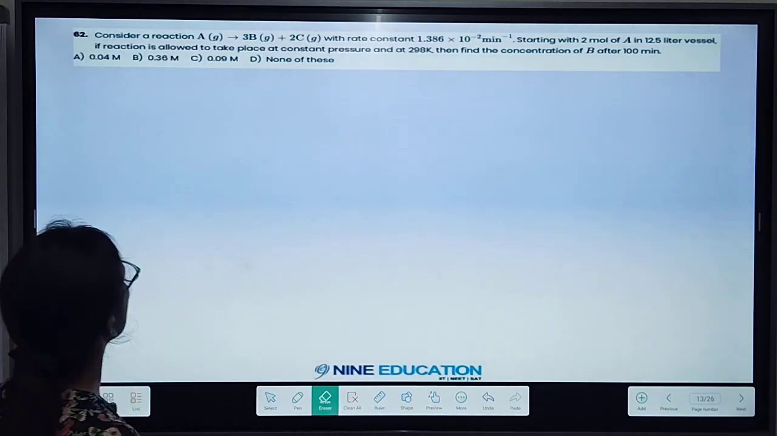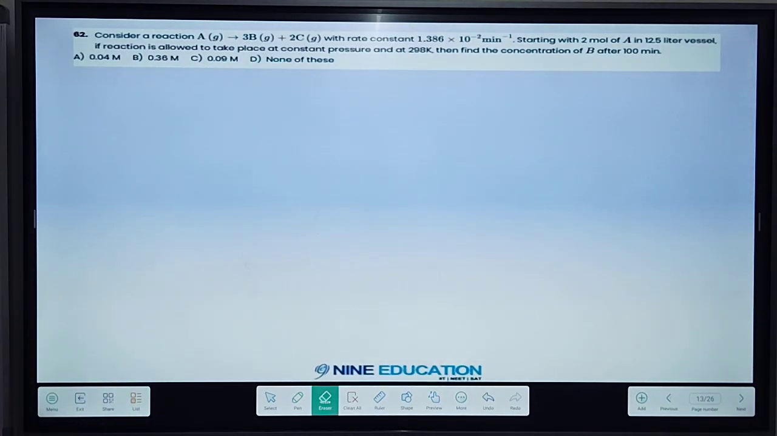Next question we are having is question number 62. Consider a reaction A gas giving us 3B gas plus 2C gas with rate constant 1.386 into 10 raised to power minus 2 minute inverse. We are starting with 2 moles of A in a 12.5 liter vessel. If the reaction is allowed to take place at constant pressure and at 298 Kelvin, then find out the concentration of B after 100 minutes.